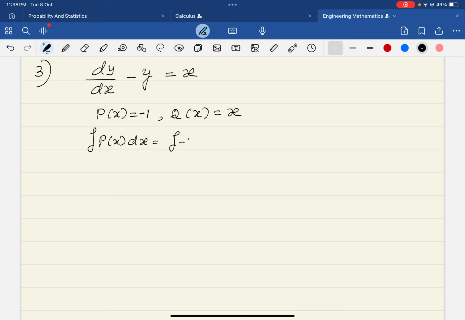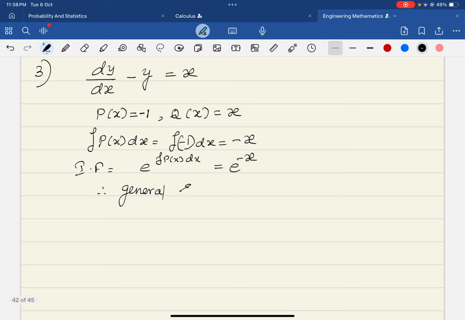It is the integral of minus 1 dx, which is equal to minus x. Now, what is the integrating factor? It is e raised to the integral of p of x dx. What is this? e raised to minus x. So, that is the integrating factor. Therefore, what is the general solution now?